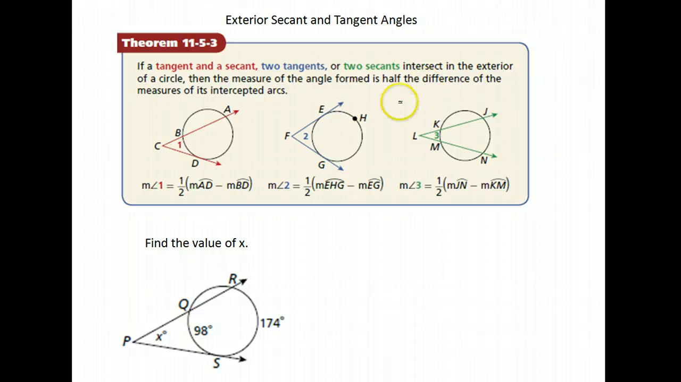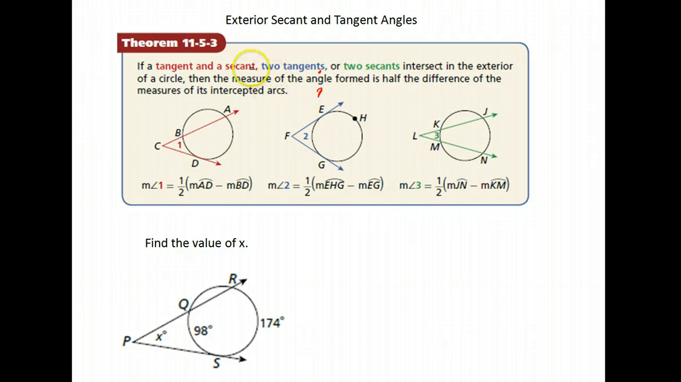All right, let's talk about what happens. We've talked about what happens when your vertex is on the circle. We've talked about what happens when it's in the center. We've talked about what happens when the vertex of your angle is just inside the circle, not on or in the center. So that leaves the only other option: your vertex is outside of the circle.